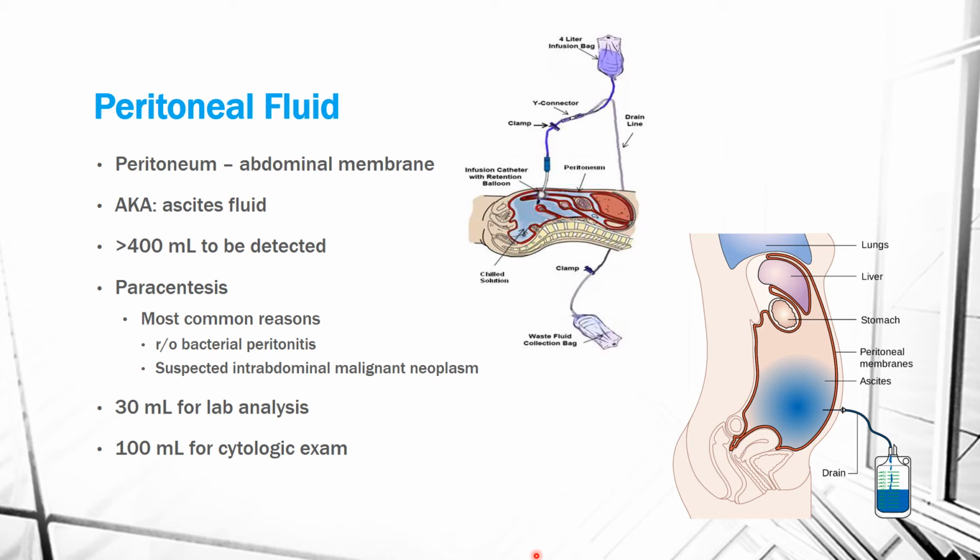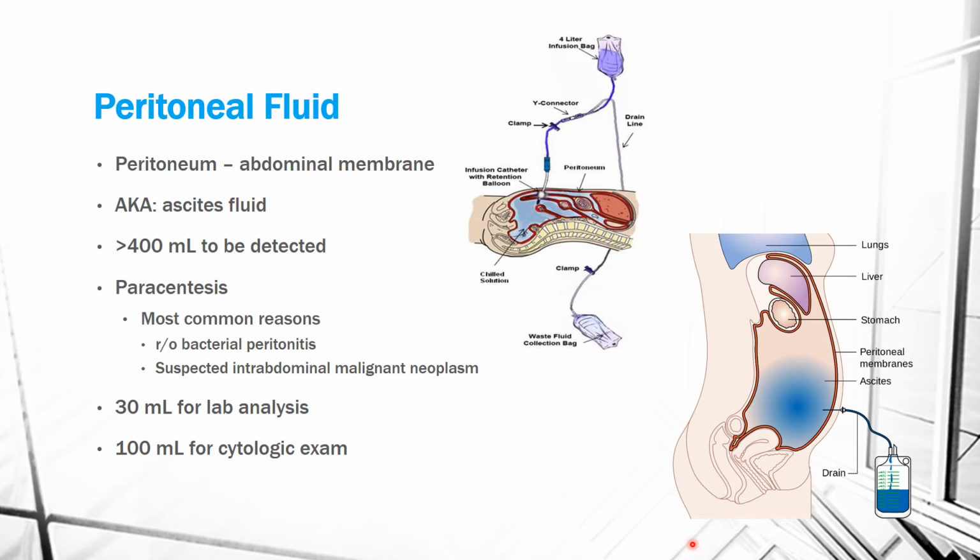If, however, when you get this fluid, it has increased cells in it, bacteria or anything like that, then we know that it's an exudate and we have to figure out the cause for it. Okay. The process by which it is collected is through paracentesis.